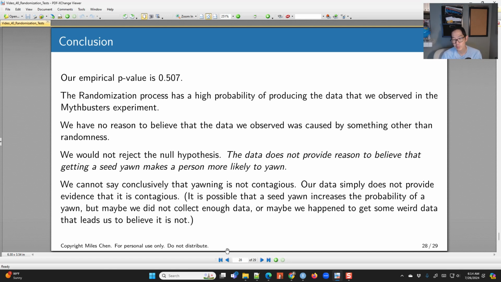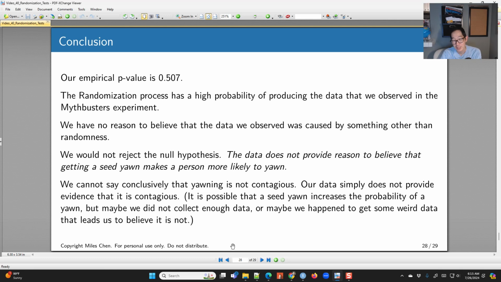So it is possible that a seed yawn actually does increase the probability of a yawn, but maybe we just didn't collect enough data, or maybe we happen to get some weird data that just leads us to believe it's not. Who knows, okay? Maybe yawning is contagious, but the people who were in the treatment group were resistant to yawning.